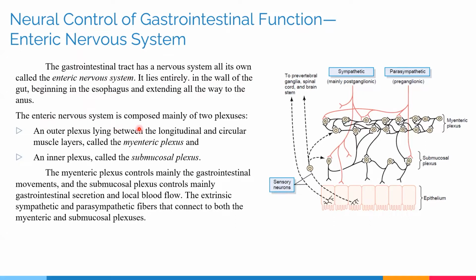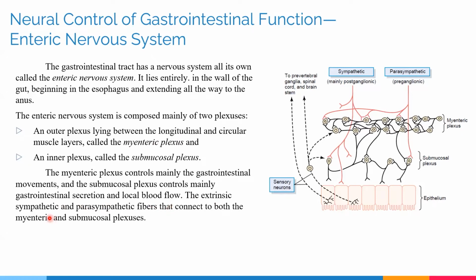The enteric nervous system is composed mainly of two plexuses, that is, two layers. An outer plexus lying between the longitudinal and circular muscle layers called the myenteric plexus, and an inner plexus called the submucosal plexus. Both of them are shown right here, with the myenteric plexus being further away from the epithelium layer and the submucosal plexus being closer. The myenteric plexus controls mainly the gastrointestinal movements, and the submucosal plexus controls mainly gastrointestinal secretion and local blood flow.